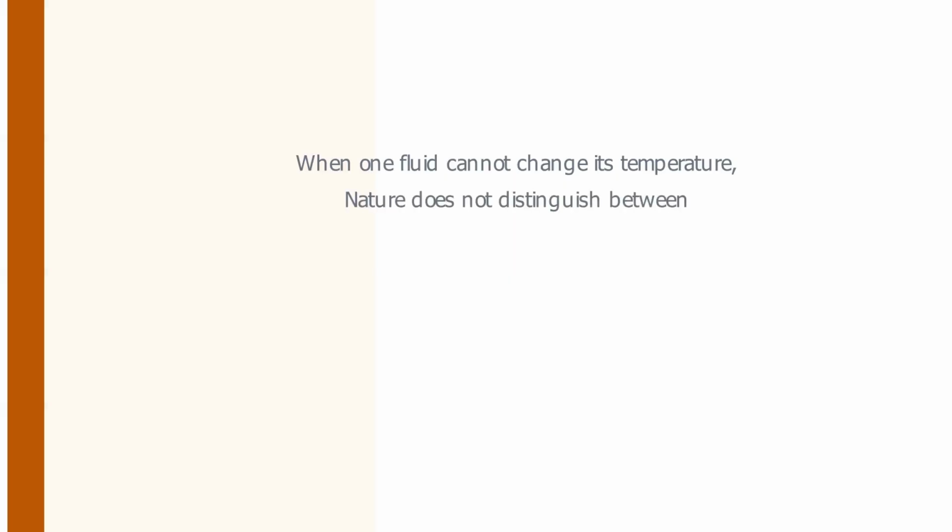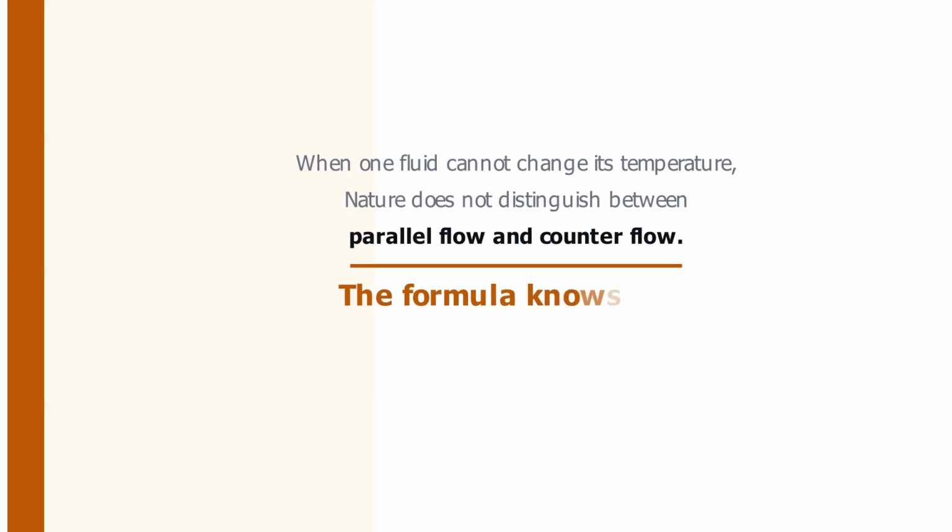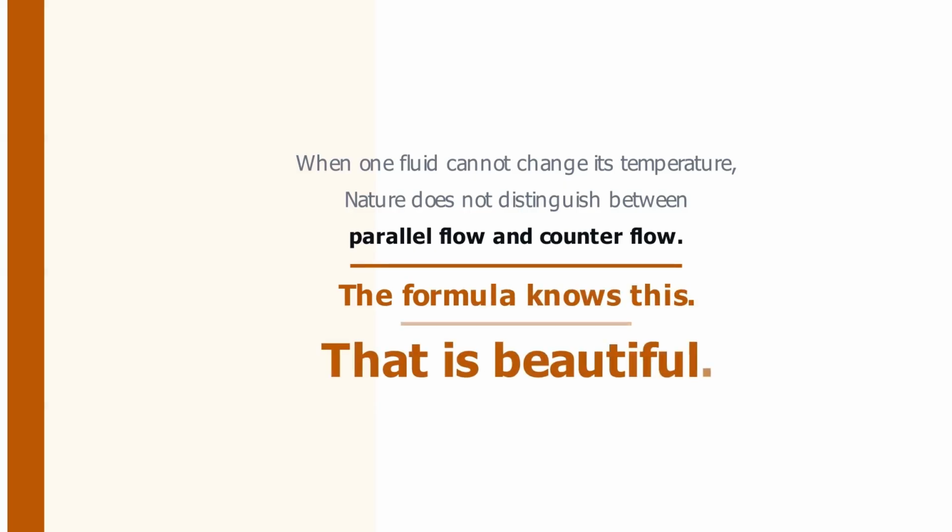When one fluid's temperature does not change, the flow arrangement becomes irrelevant. Whether the other fluid flows parallel or counter or cross, it makes no difference. The physics of phase change dominates everything, and the mathematics knows this. Nature does not distinguish between parallel and counterflow when one fluid cannot change its temperature. The formula knows this. That is beautiful.